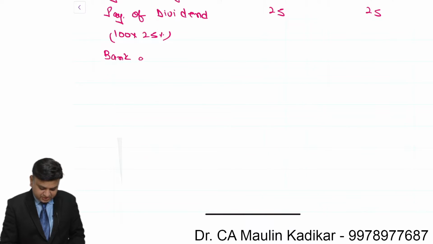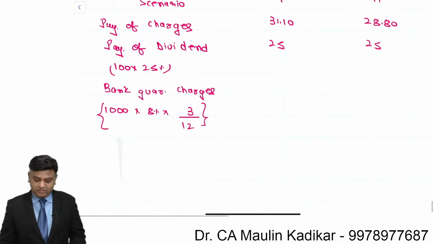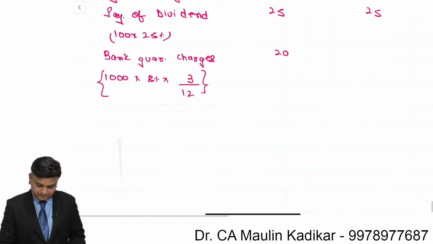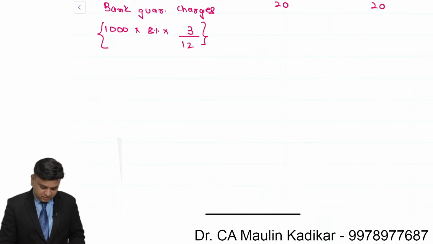Bank guarantee charges: 1000 rupees is the price into 8% into 3 divided by 12, that comes to an amount of rupees 20. And lastly, change in price of security.